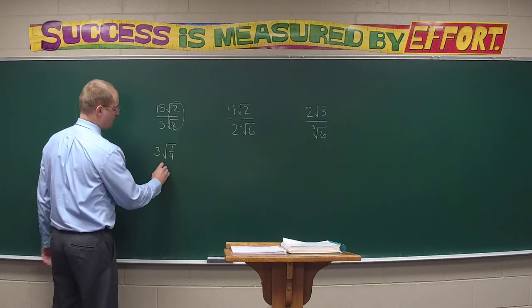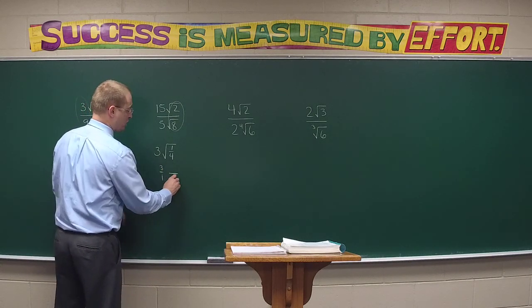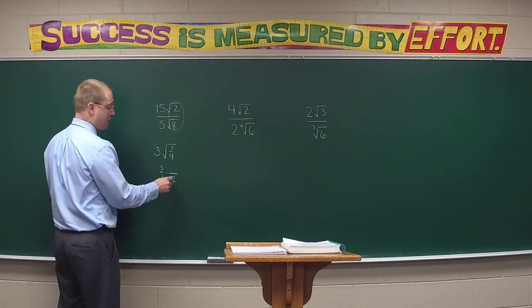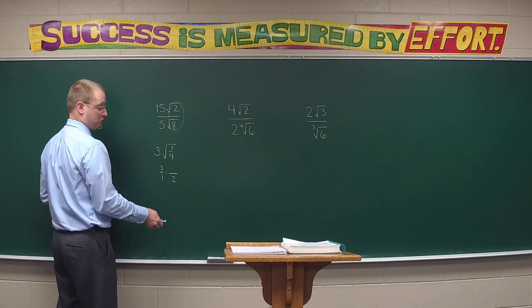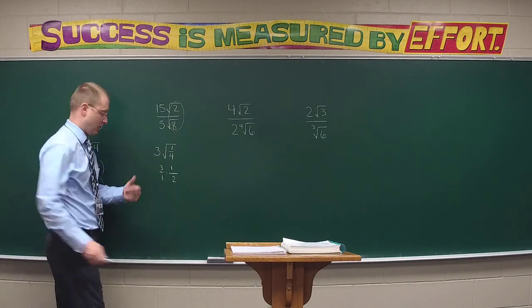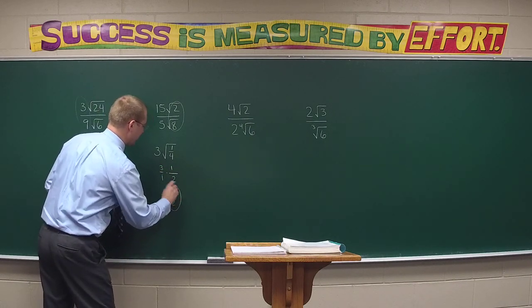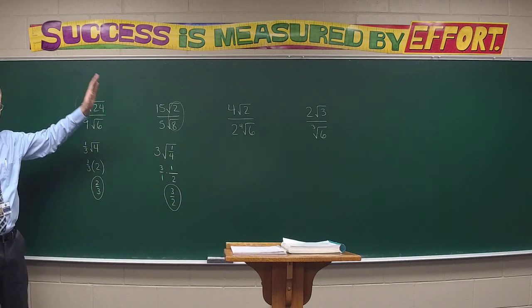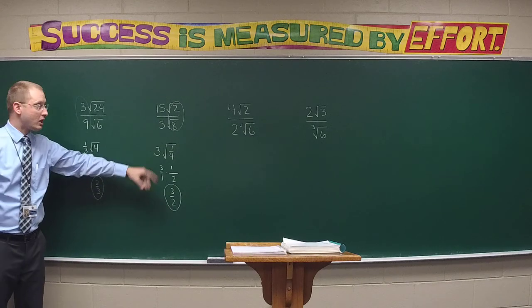2. So I'm going to write this as a 3 over 1. Of course, the square root of 4 is just 2. And then can I take the square root of the 1? Yes. If I couldn't, so be it. But I can, and the square root of 1 is just 1. So I have 3 over 1 times 1 over 2 gives me? 3/2. So how many got 3/2 for the second one? Questions on the second one? Look at the next one.